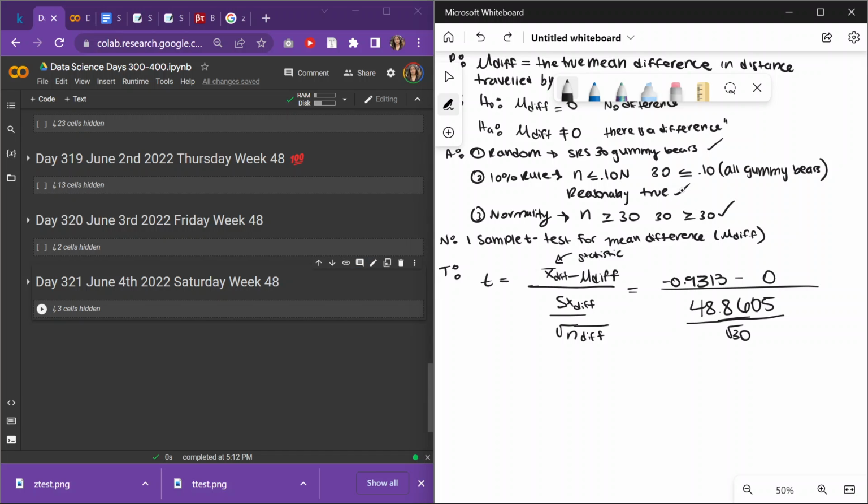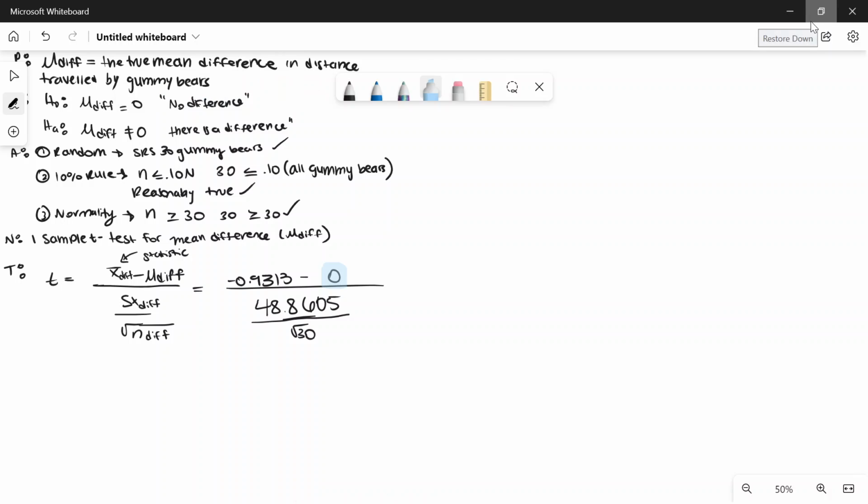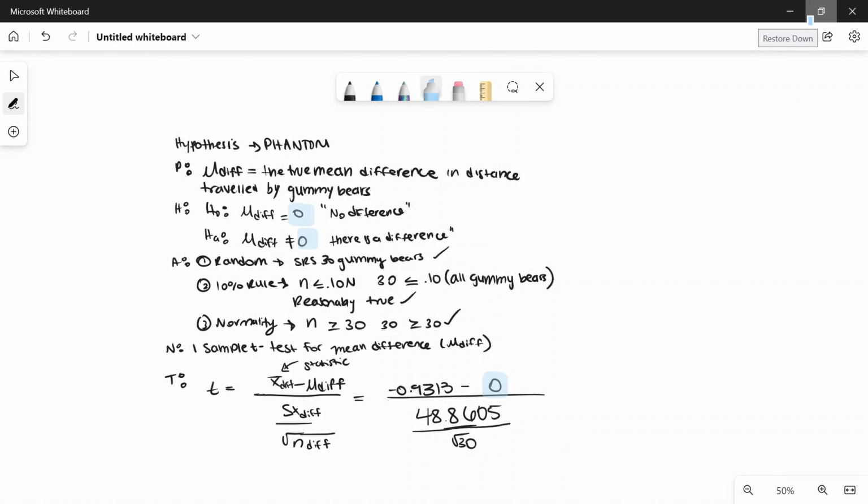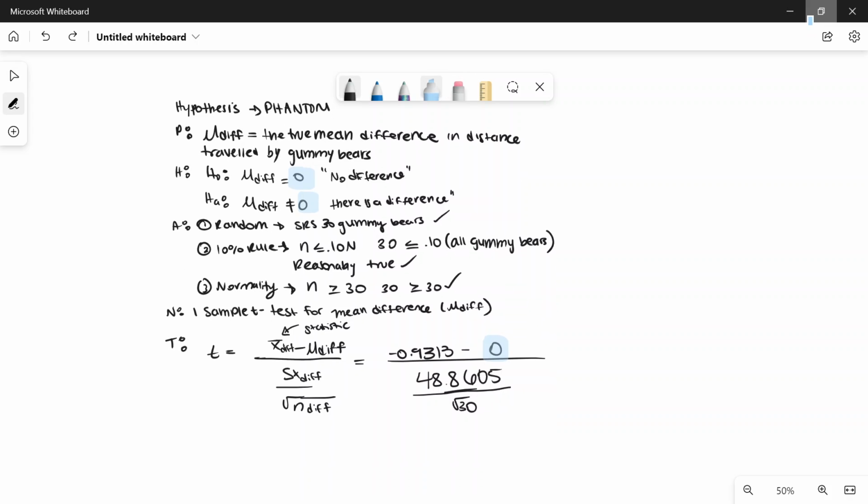So yeah, and then the mu diff, we get it from our hypotheses. Whatever these values are, is whatever that value is. By the way, these values are always the same. Little hack there, just in case you forget. Because that's what we're estimating. Okay, and then we just perform the calculations.